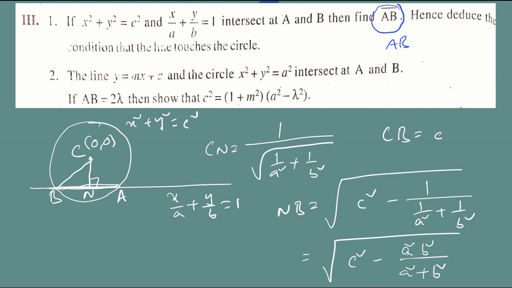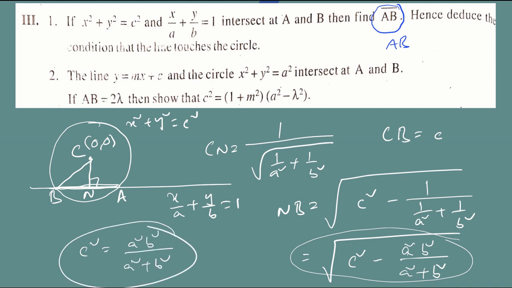Now coming to the second part, he asked to deduce the condition for the line to be a tangent. Touching the circle means tangent. So you can see that when the line is touching the circle, the intercept is nothing but 0. So 2 times NB is 0 means NB itself must be equal to 0. So this must be equal to 0. So what do you get from that? You will have c square is equal to a square b square by a square plus b square. So that is the condition for the line to touch the circle.